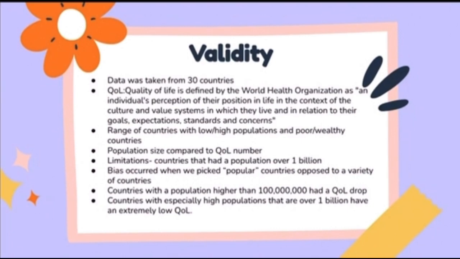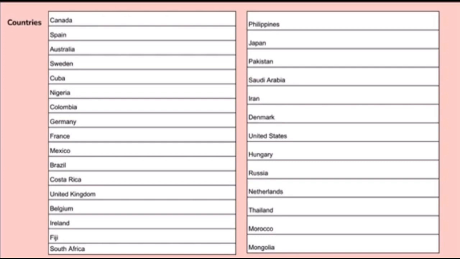Limitations. We had some countries that we initially picked that were over 1 billion people, and we found that these were skewing our results and making very big outliers that were not fitting with the trend. Some bias occurred when we initially picked well-known or popular countries as opposed to a variety of countries. Countries with a population higher than 100 million had a quality of life drop that we saw, and countries with especially high populations that are over 1 billion have an extremely low quality of life. This is a list of countries that we used.